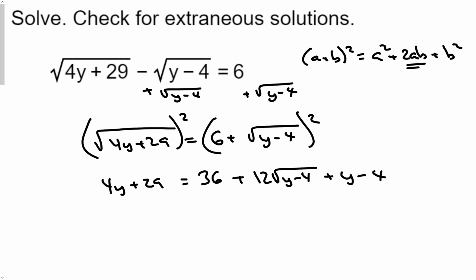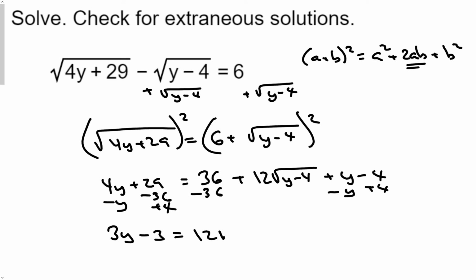Okay. So now, got another radical. So now I have to isolate that radical and then square both sides again to get rid of it. Well, let's just subtract y from both sides. That gives me 3y. Let's subtract 36 from both sides, and let's add 4 to both sides. And so that turns into 3y minus 32 is equal to 12 times the square root of y minus 4.